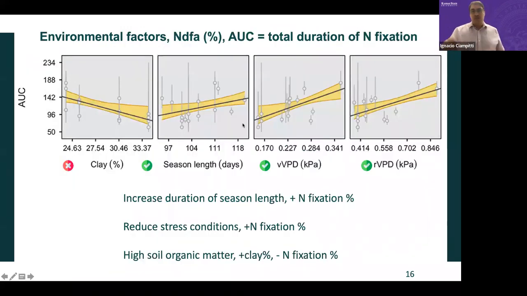And there are many factors. So if you wanted to understand what are the potential factors connected to help boost that fixation, we look at a study, we look at the duration of fixation, how long the fixation continues during the season. And we were seeing that we can increase the duration of fixation as we increase the season length. So in many situations, as we plant early in the season and we have more days, those plants can grow more, and then we see some correlation with the length of the season.